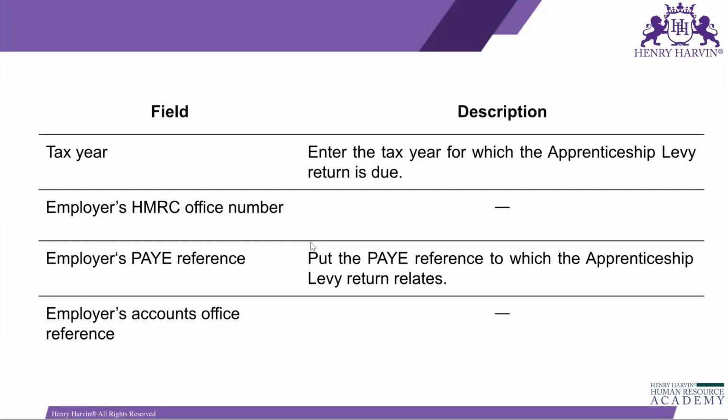Now, tax year. Enter the tax year for which the apprenticeship levy return is due. Then employer's HMRC office number, employer's PAYE reference. Put the PAYE reference to which the apprenticeship levy return relates. Okay, if there are multiple organizations, which organization is eligible for it? Employer's accounts office reference. This is the same number that we have seen in the first slide.